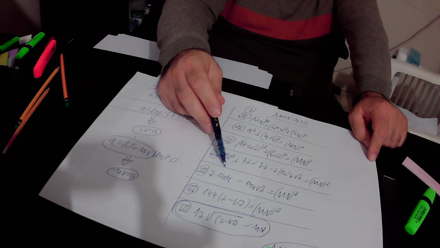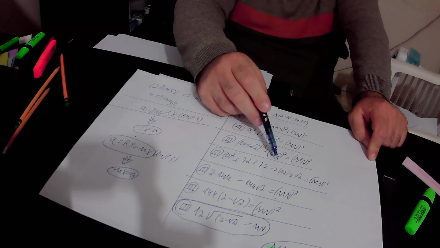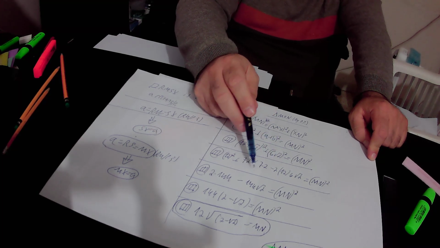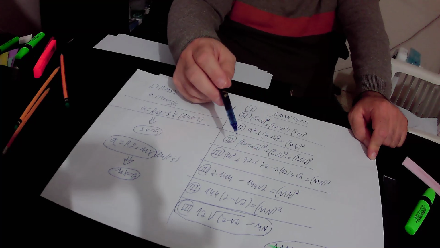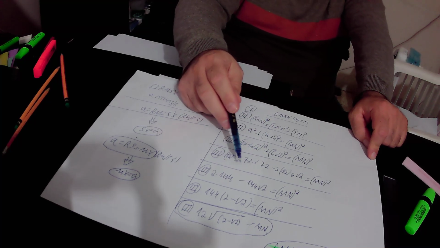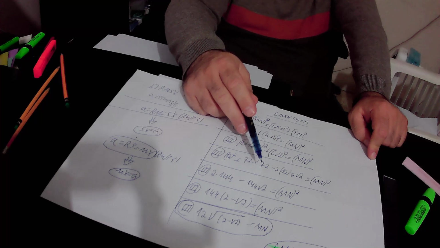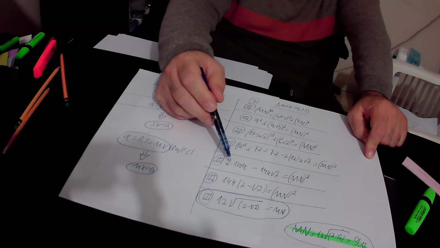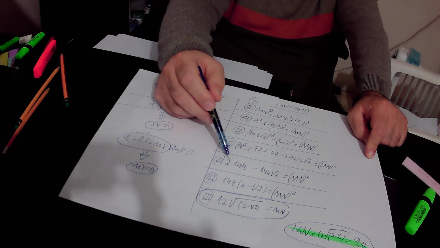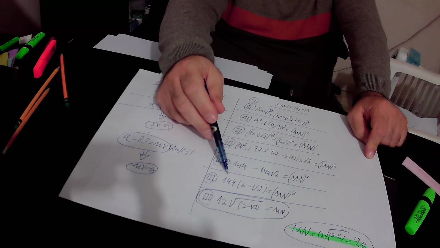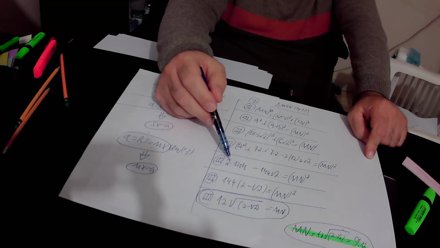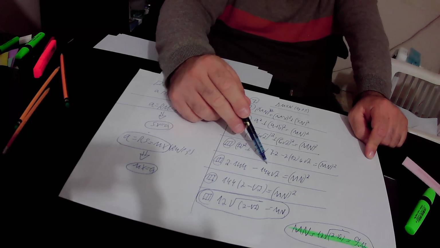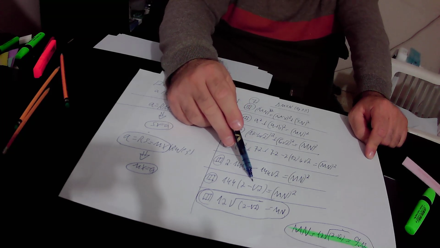So 144 plus 144 is 2 times 144, minus 2 times 6 is 12, 12 times 12 is 144. So it is minus 144 times square root of 2. In conclusion, we found out that 2 times 144 minus 144 times square root of 2 equals MN square. We took a common factor of 144 from this equation, equation number 3. What is left from the first expression is actually 2. And what is left from the second expression is actually minus square root of 2.